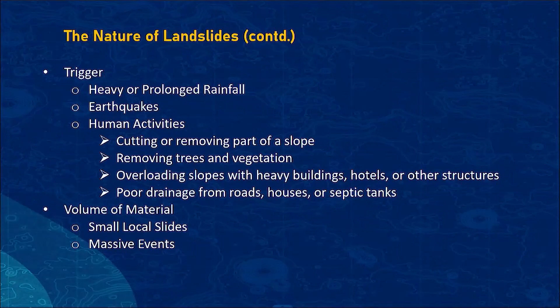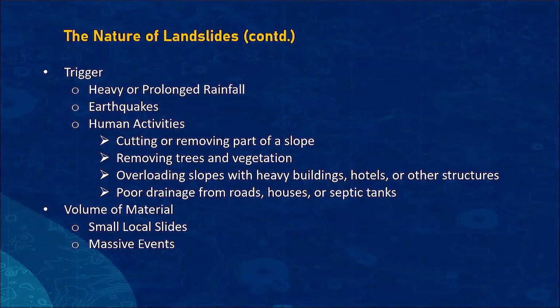Triggers. Most landslides are started or triggered by one or more of these key factors. Often combinations of triggers work together to make a slope suddenly fail. Heavy or prolonged rainfall. Heavy rain or continuous rainfall over many days soaks the slopes deeply. Water fills the spaces or pores between soil and rock particles, increasing pore water pressure.